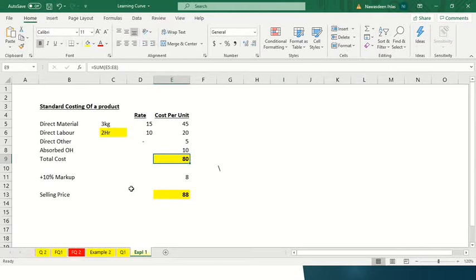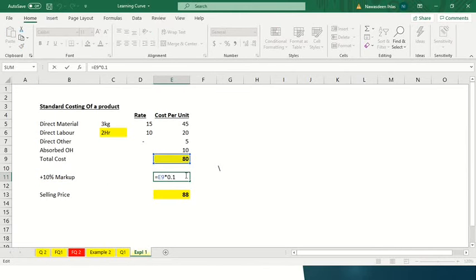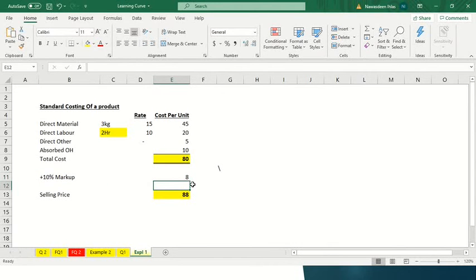Right. So why we need to compute our cost? For our inventory valuation purposes as well as our pricing purposes. So here you can see to decide our selling price, let's say markup is 10%. So our cost is 80, markup is 10%. So profit will be 8. So if we added the profit to our cost, you can see our selling price will be 88.